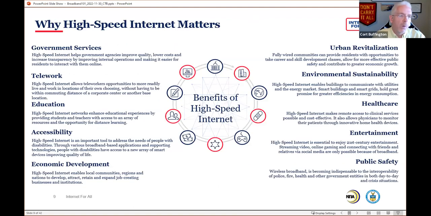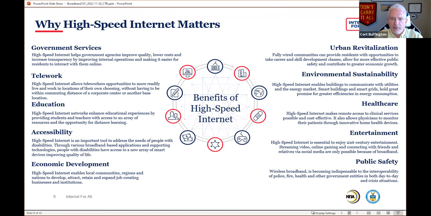So why does high-speed internet matter? We've got several things listed on this slide here, and I'm just gonna pick off a couple. The thing that we hear the most about, of course, is things like healthcare and telehealth and how important that was during the pandemic, public safety uses, education, telework.